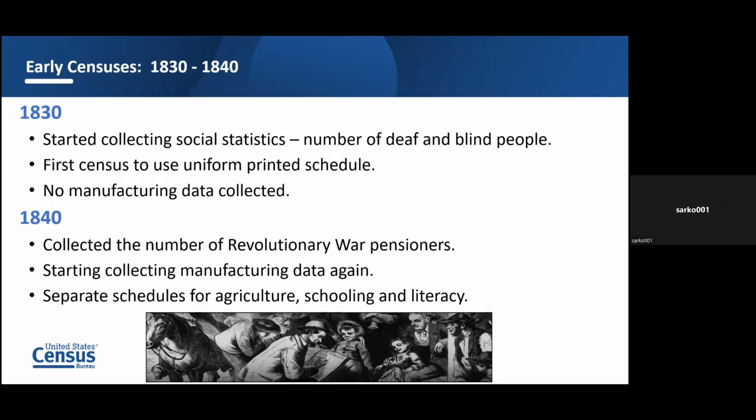This was the first census to use a uniform printed schedule. No manufacturing data was collected in 1830 since it was done so poorly in years past.